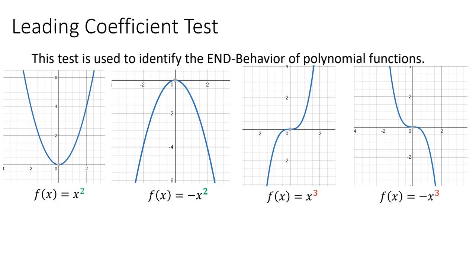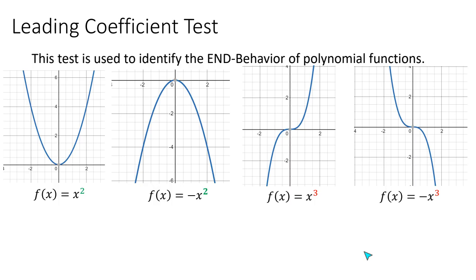Now, here's where the leading coefficient test comes into play. If I am dealing with an even function, and the leading coefficient, and let me review what the leading coefficient is. When I'm dealing with the degree of the polynomial, the leading coefficient is the number in front of the x, the one with the highest degree. That is the leading coefficient. So in this first example, in this first graph, that leading coefficient is a value of 1, but it's a positive 1.